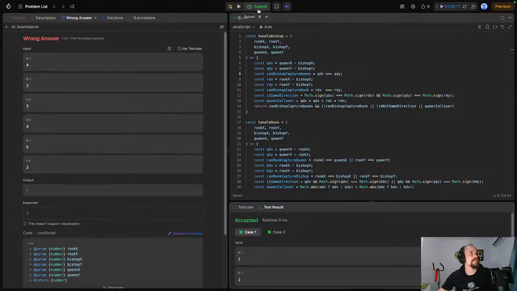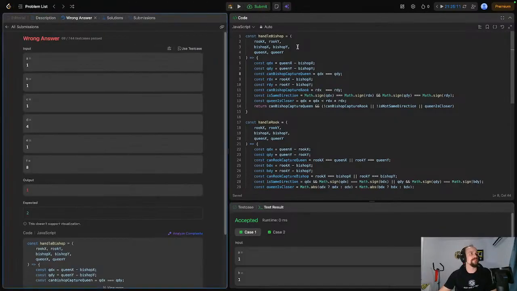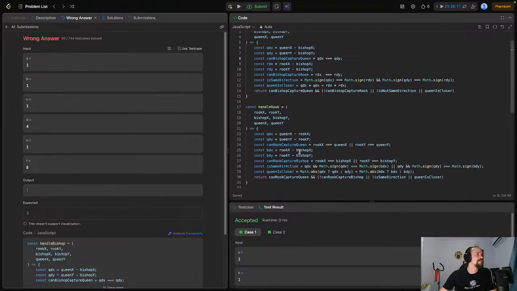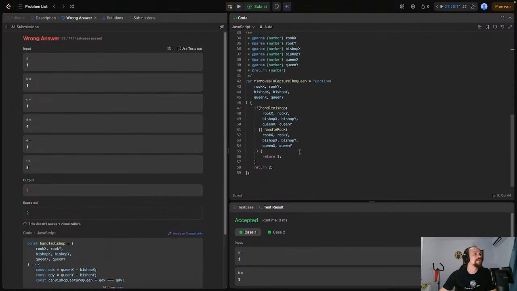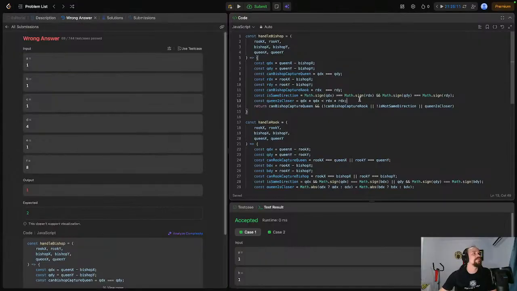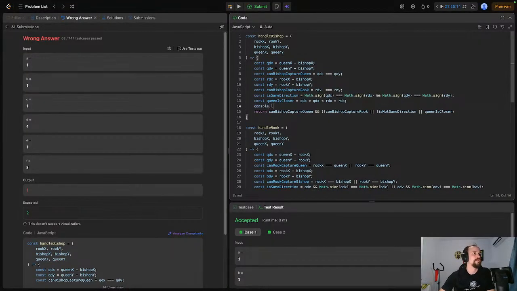Okay, we passed those test cases. Let's see if there's test cases we don't pass. Submit it. So we expected 2, but we got 1. We'll do a bunch of logs.